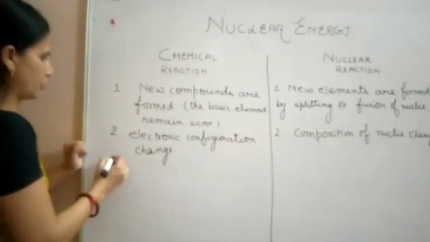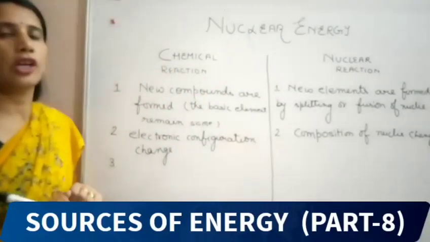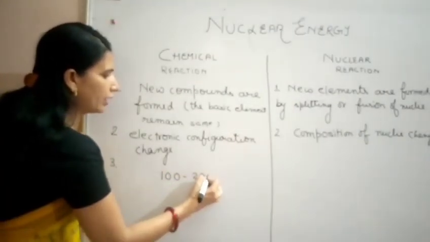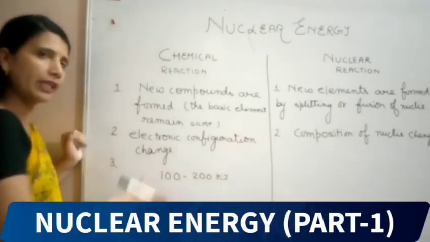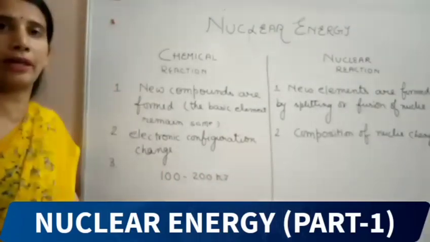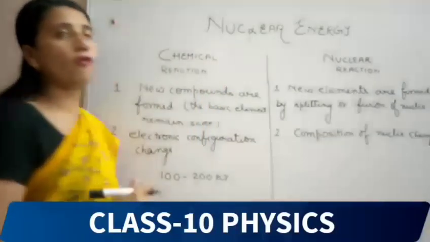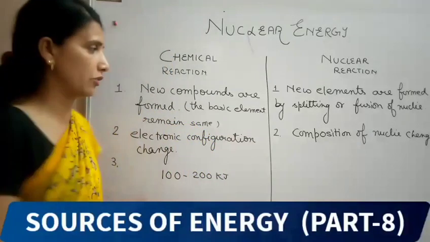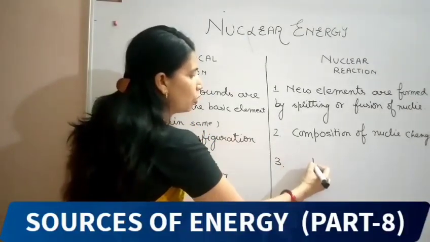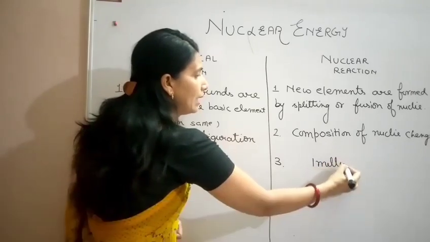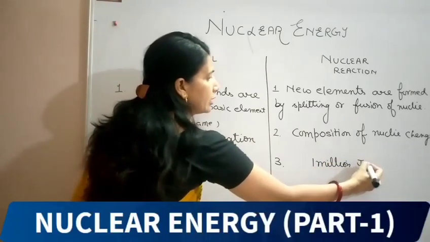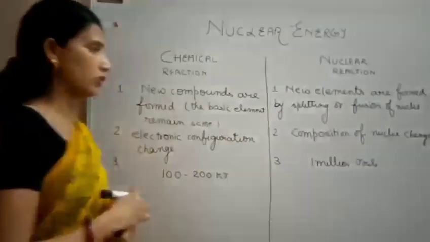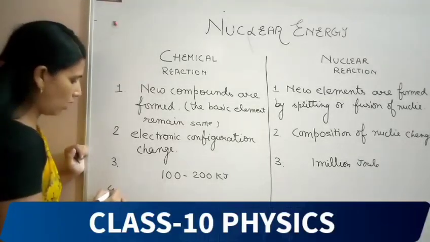In a chemical reaction, the energy released ranges between 100 to 200 kilojoules. That is the range of energy released during a chemical reaction. But in a nuclear reaction, a huge amount of energy is released, more than approximately 1 million joules. So it is a big amount.